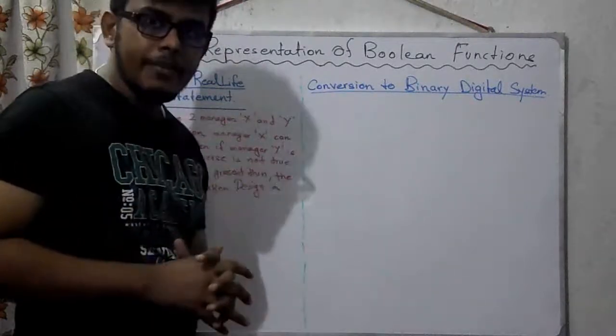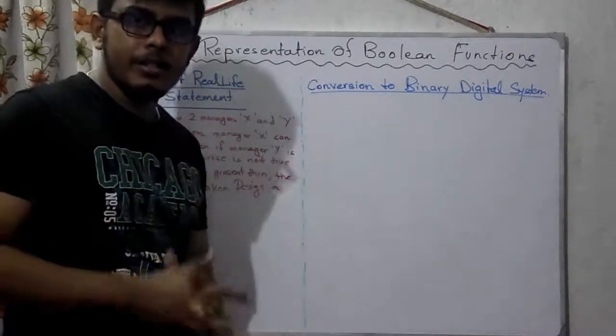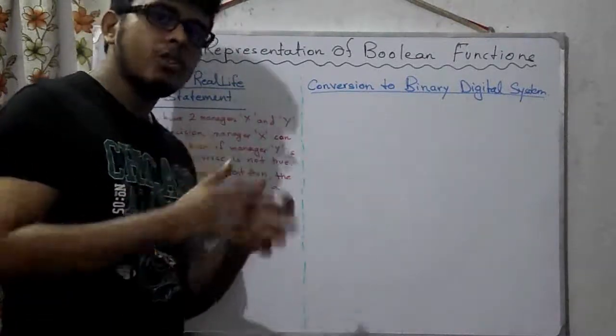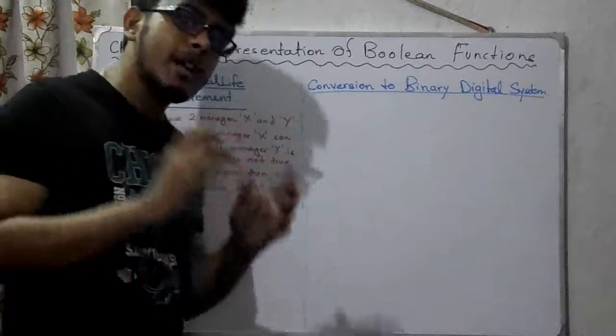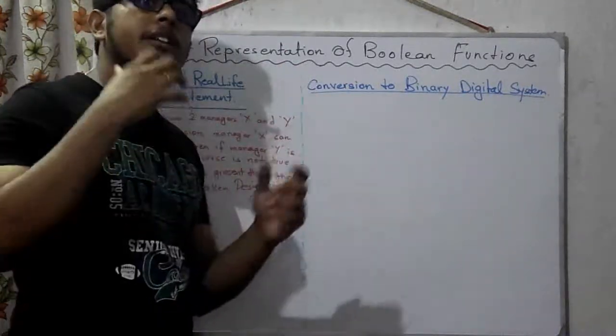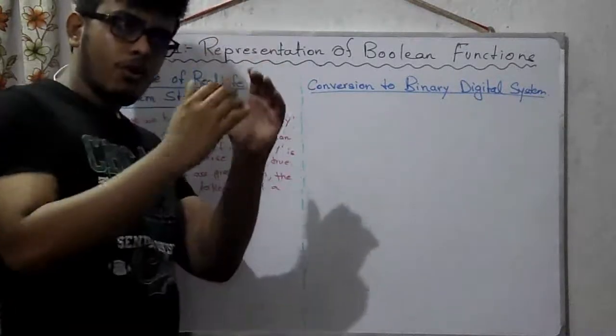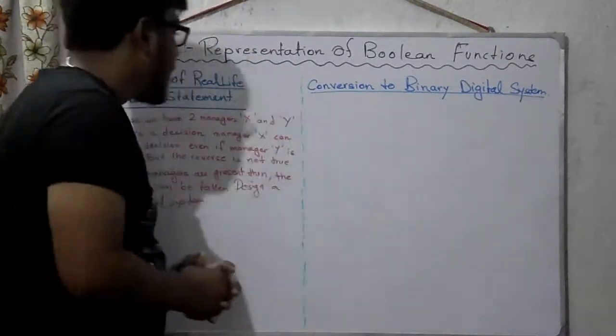Now, on a particular day, the attendance of these two managers, X and Y, can be anything. Like on a particular day, both of them are present. On a particular day, both of them are absent. On a particular day, X is present, Y is absent. On a particular day, the reverse is true, that is, Y is present, X is absent. So these are the four combinations that we can definitely have.